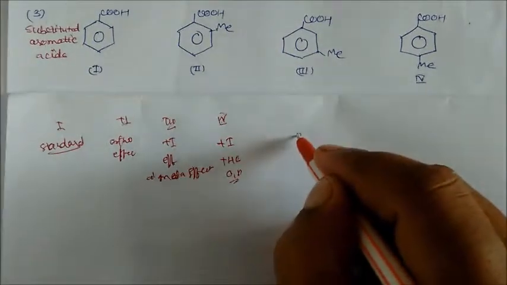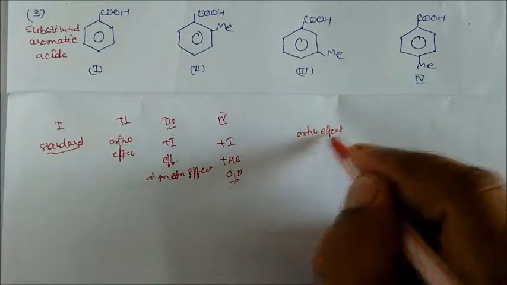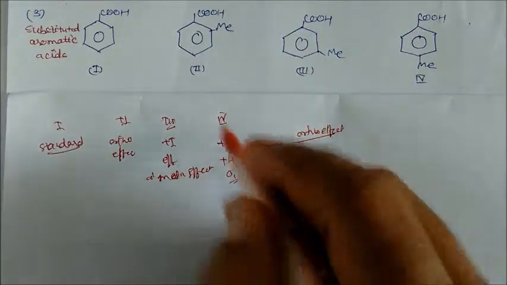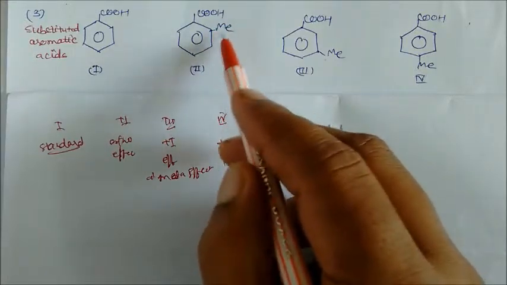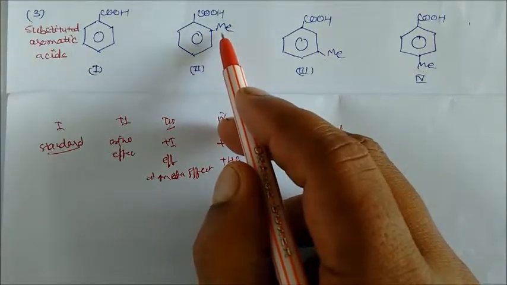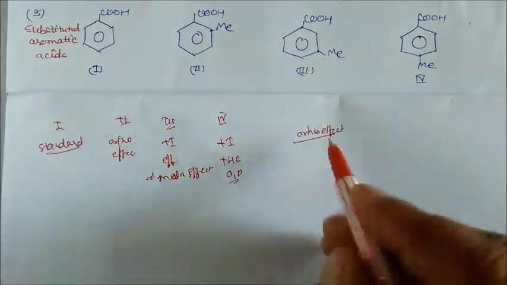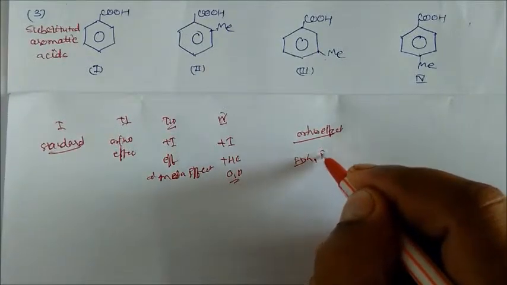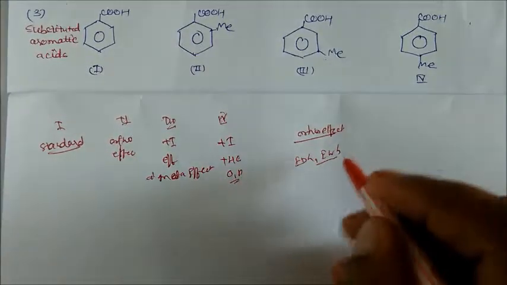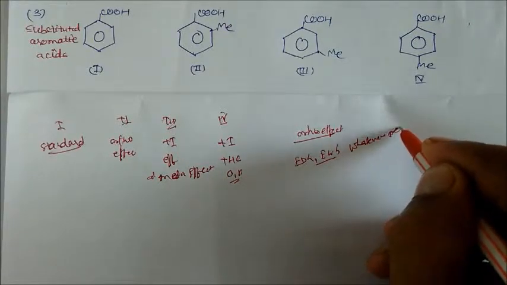Now what is the ortho effect? The ortho effect means this compound is ortho substituted, so the electron donating group is substituted at the ortho position. In this effect, whatever group is present, whether electron donating or electron withdrawing, will behave the same way.